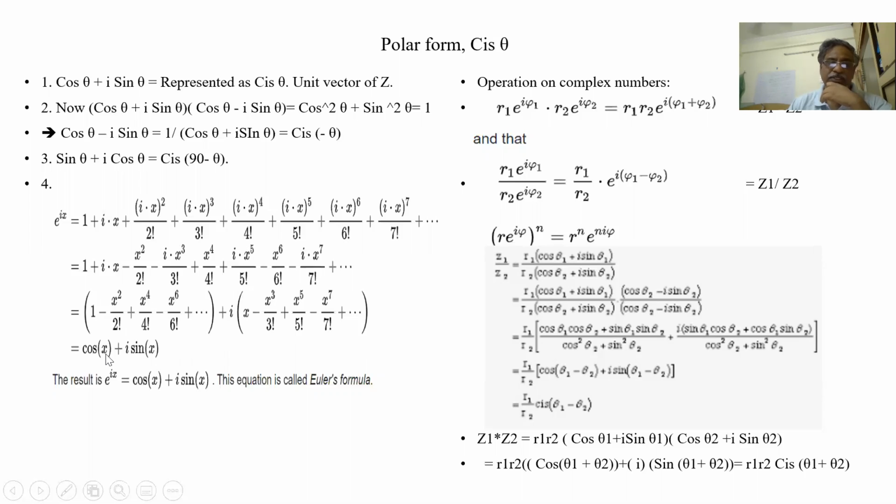If I write cos x, if I do my cos x expansion, cos x is defined as 1 minus x squared by 2 factorial, plus x to the power of 4 by 4 factorial, minus x to the power of 6 by 6 factorial. The other one is how sin x is defined. So cos theta plus i sin theta, cos x plus i sin x. So that means cis theta can be written as e to the power of i theta. Cis x can be written as e to the power of ix. So e to the power of ix is cos x plus i sin x. Both are the same.